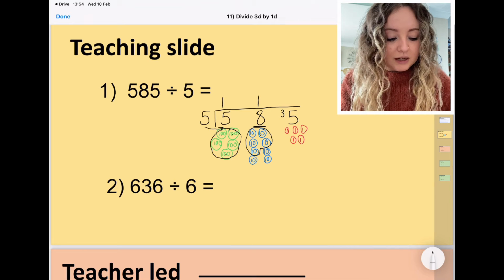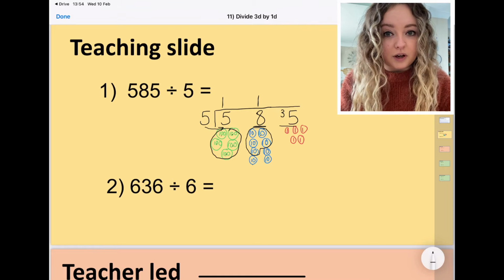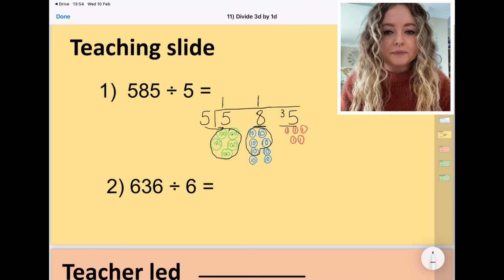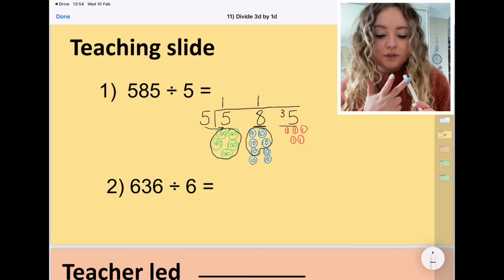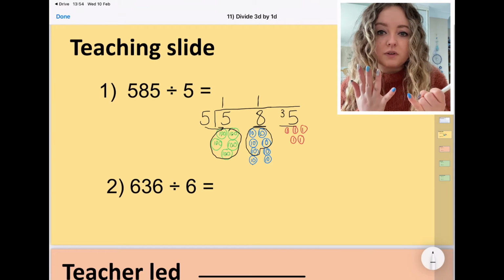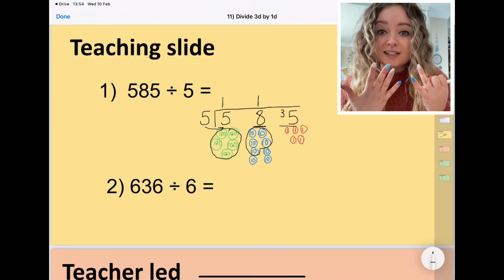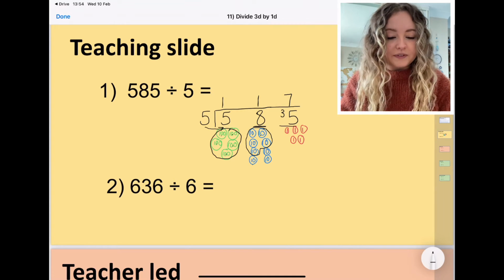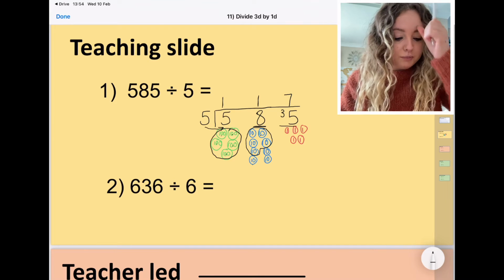Now we're looking at how many 5s go into 35 at the end. Let's count in 5s just to check that. 5, 10, 15, 20, 25, 30, 35. So that's 7, isn't it? So let's write that there, 7 for our final number.